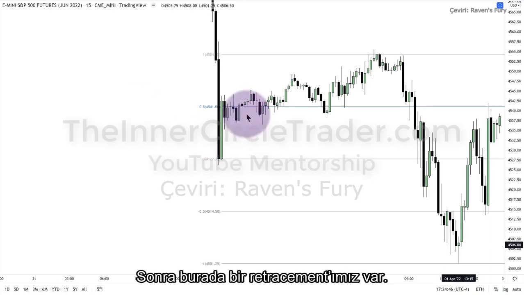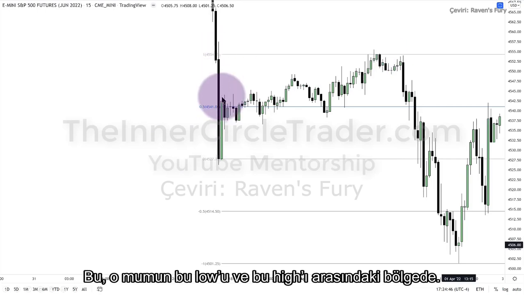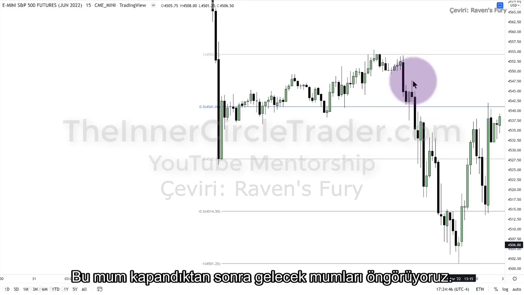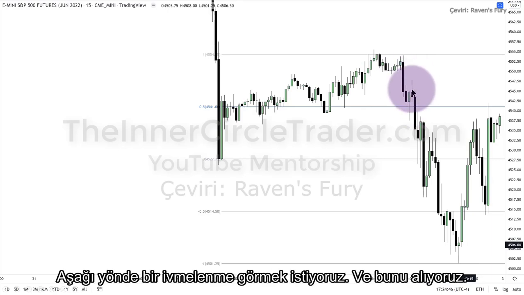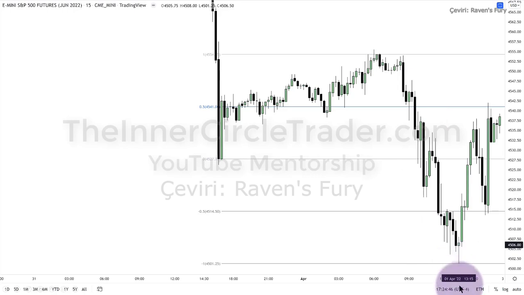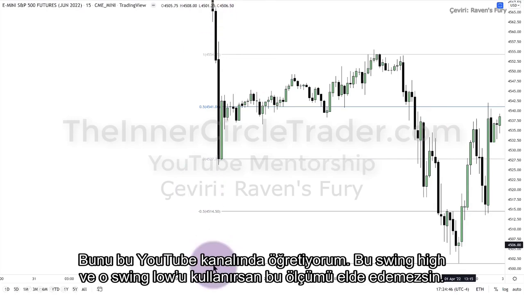Then we have this retracement here. It completely closes in all the imbalance that's between this low and this high of that candle. It rebalanced all that, and then we roll over it. Here's that gap I mentioned. Trades up into that. We anticipate what? The candles after this candle closes, we want to see acceleration to the downside. We get it. The market starts working lower, lower, and finally, right on a dime, that candle is that low, and that's your swing projection I teach on this YouTube channel.